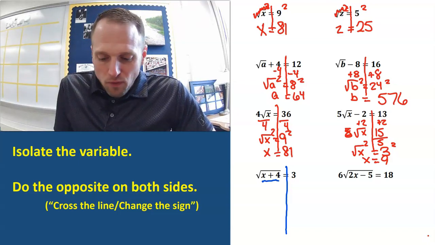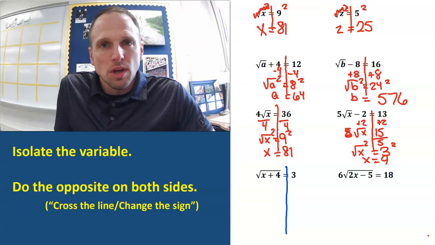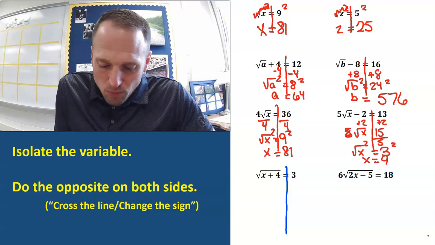Okay, so before I would have said, let's just subtract that 4, but I can't do that because the 4 is locked up underneath that square root. So we've got to get rid of the square root first. How do we do that?